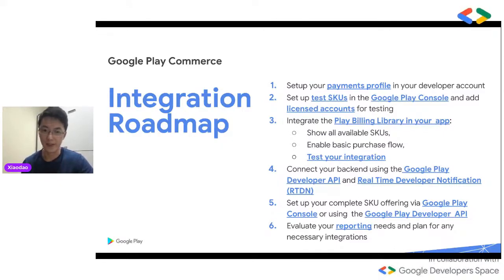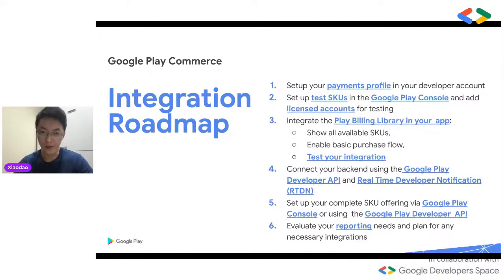Then, in the next part, developers actually start to do the coding with Android Studio, adding the Google Play billing library to your Android app. Other than the Google Play billing SDK, developers can use the Google Play Developer API. It's a backend API. And we can also leverage real-time developer notifications. We call it RTDN as well. We are going to cover these topics in the following slides.